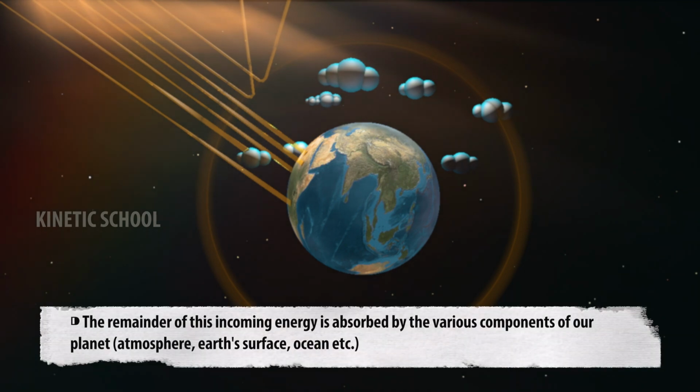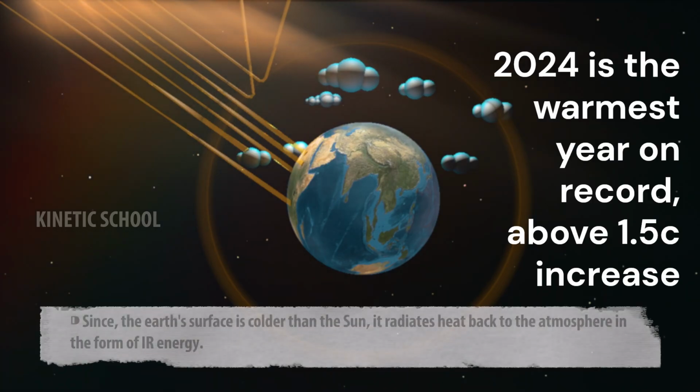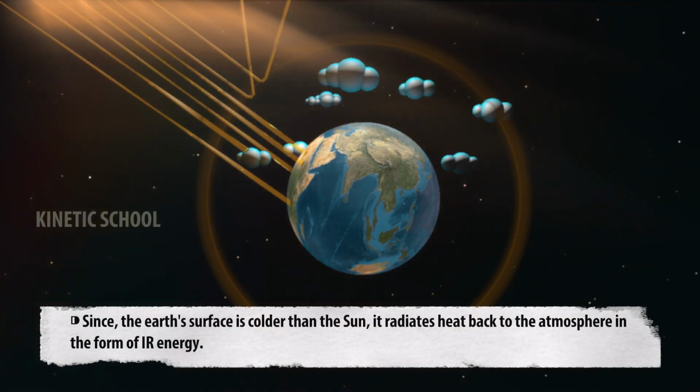The remainder of this incoming energy is absorbed by the various components of our planet, such as the atmosphere, Earth's surface, ocean, etc. Since the Earth's surface is colder than the sun, it radiates heat back to the atmosphere in the form of infrared energy.